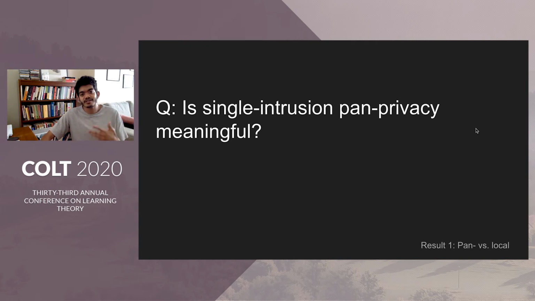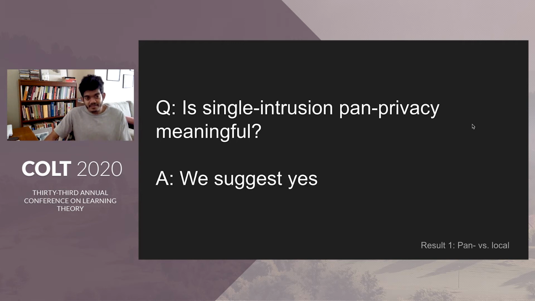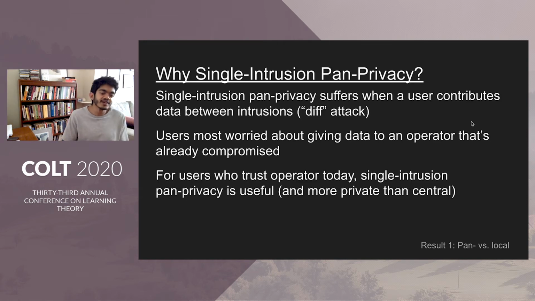So with that result in hand, we can ask, well, how meaningful is single intrusion pan-privacy? We suggest that it's still a useful object because, as we just saw, single intrusion pan-privacy suffers when a user contributes data between intrusions. So if a user adds their data between two parts of a diff attack, that is when they will lose privacy. So that means that users are most worried about giving data to an operator that's already been compromised. But this suggests that the relevant parameter here is the user's trust in the operator today. Because if the user trusts that the operator today has not been compromised, then by the post-processing guarantee we already talked about, single intrusion pan-privacy protects them against any future events and is strictly more private than central privacy.